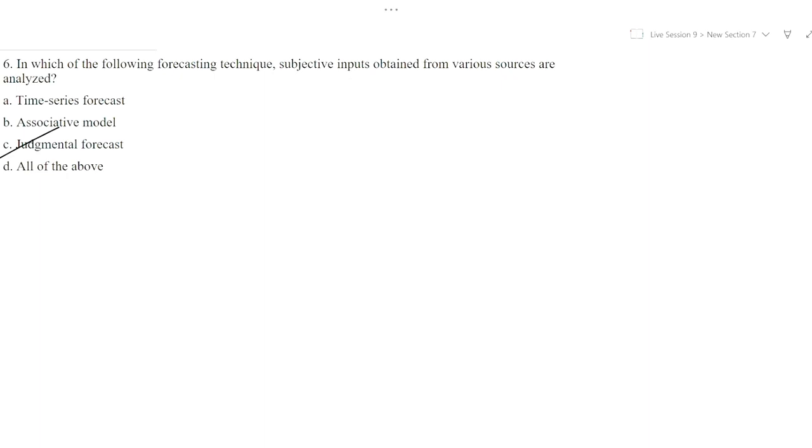We already discussed what is a judgmental forecast, which is based on human judgment, and that includes various types of techniques such as Delphi technique, historical analogy, sales force opinion, direct survey, consumer market research, or jury. Sometimes we take jury of executive opinion also. The time series forecast we discussed, associative model we discussed.